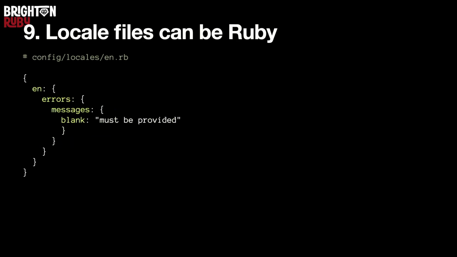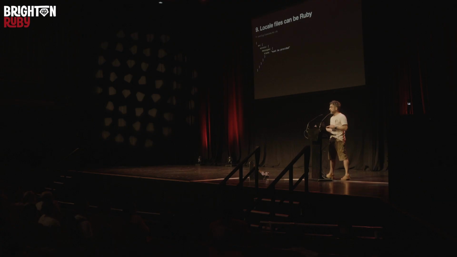Number 9, locale files don't just have to be YAML. They can also be Ruby, a Ruby hash like this. And Rails and I18N will happily have both formats, and it will pick the keys depending on a set of rules, which I'm not going to go into.